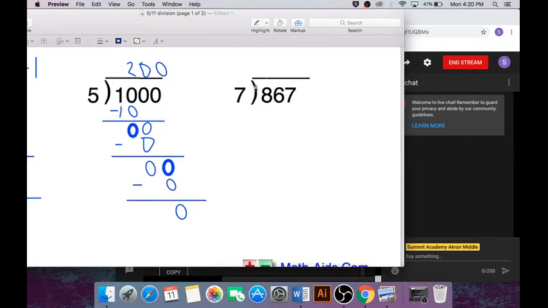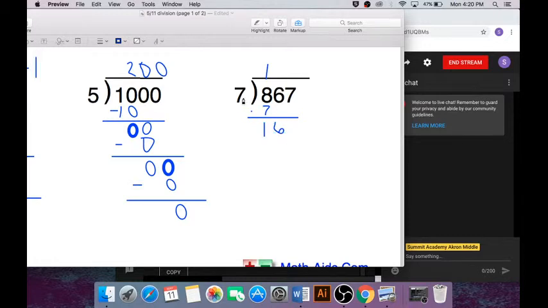And our last one we have planned, we have 867 divided by 7. See how many times 7 goes into 8 without going over? That's going to be 1. 1 times 7 is 7. So we're going to do 8 minus 7. 8 minus 7 is 1. We're going to bring down the 6.